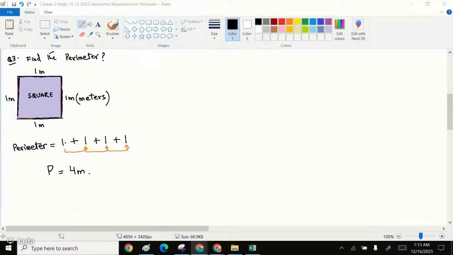The next question, oh, this looks like a triangle, but let's see what exactly the new shape is. And the question says, find the perimeter.